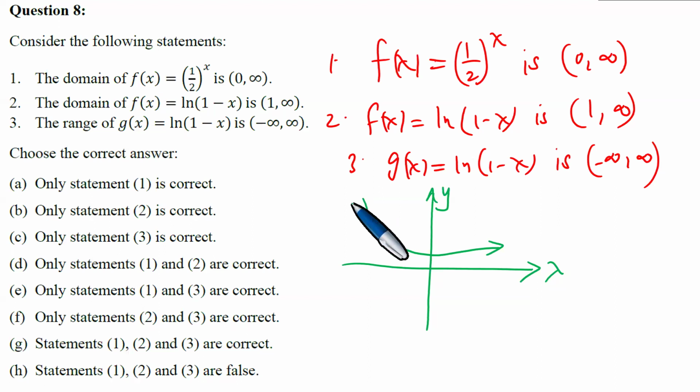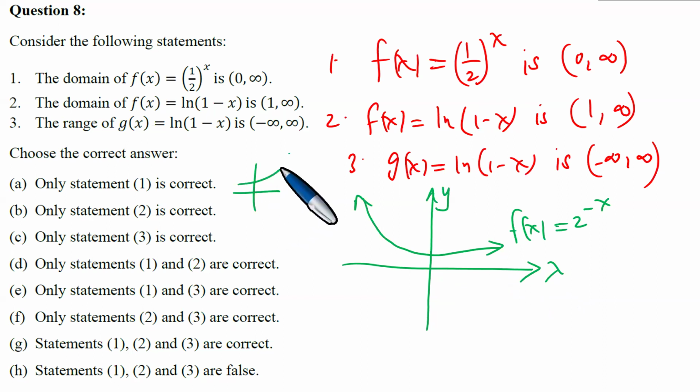Okay, the graph of the exponential function, the first one: the graph of 1 over 2 to the power x. It's like the graph of this function, so this one is a decreasing function. It's like this, because the graph of y equals 2 to the power x is increasing like this, if this one is the y axis. The x values run from negative infinity to positive infinity.